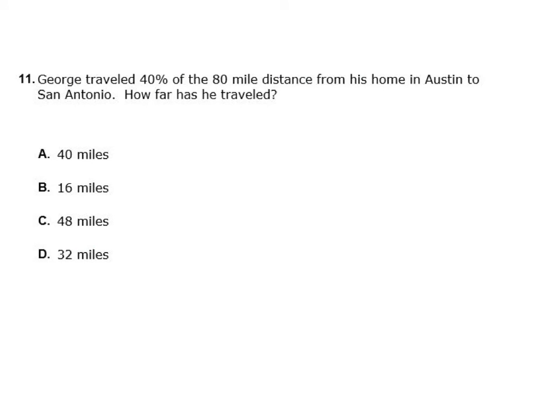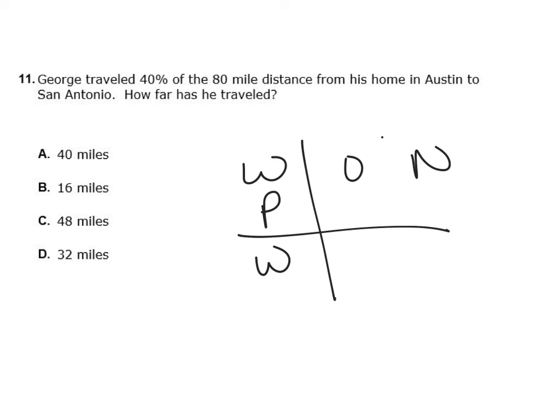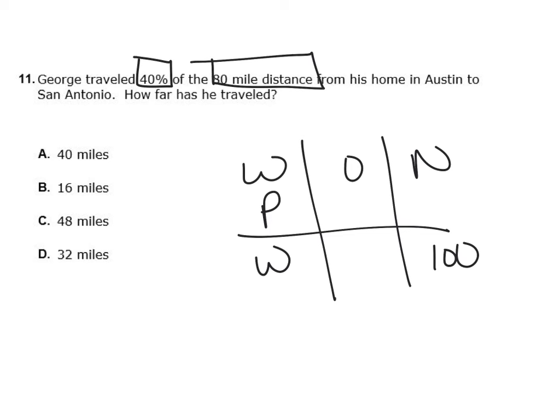George traveled 40% of the 80 miles distance from his home in Austin to San Antonio. How far has he traveled? So again, this is a percent problem, so we're going to use the chart. Part, whole, remember 100, and now they gave us 40% and 80 miles. So that means 40% will be on top of 100 because it has a percent sign, and 80 miles is your whole part. So now all I have to do is go ahead and cross product.